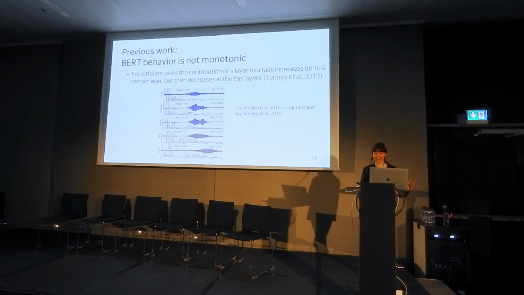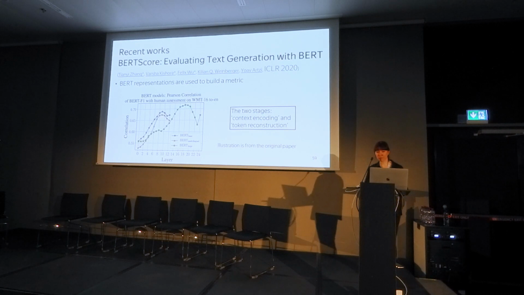BERT layers, again, now it's clear that these are two stages: context encoding, where the contribution of all layers goes up, and then token reconstruction, where all this information is getting lost. And there are a lot of other works which also show similar patterns, but I want to show you only one of them. It's a recent work which was accepted to ICLR this year. And I like it more than the previous ones because it actually tries to use BERT not just to understand what it learns, but for practical applications.